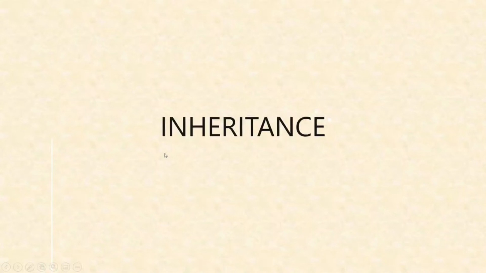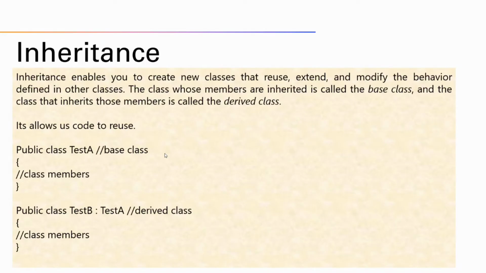Hi all, let's see inheritance in C Sharp. Inheritance enables you to create new classes that reuse, extend, and modify the behavior defined in other classes. The class whose members are inherited is called the base class, and the class that inherits those members is called the derived class. For example, you can reuse Test A class members inside Test B class by inheriting Test A into Test B. By using a Test B class object, you can access Test A class members.